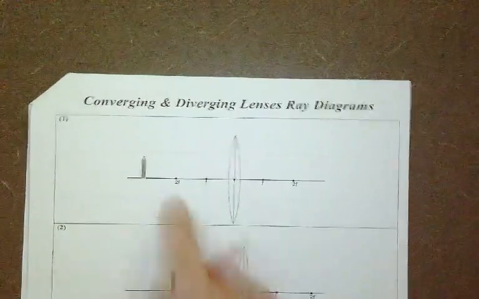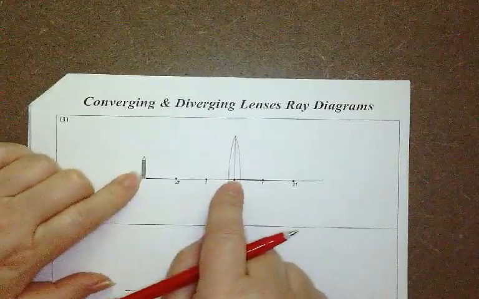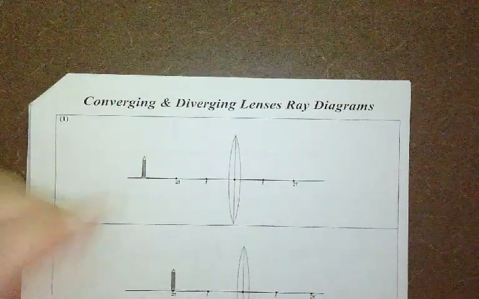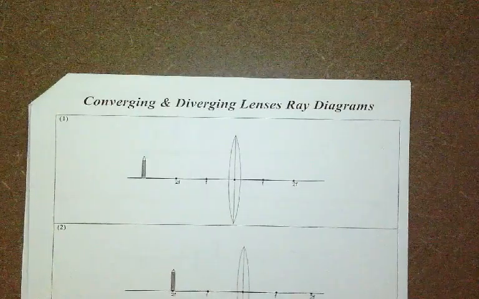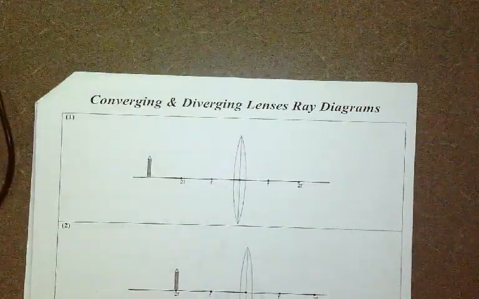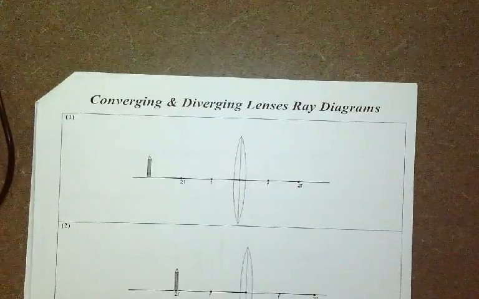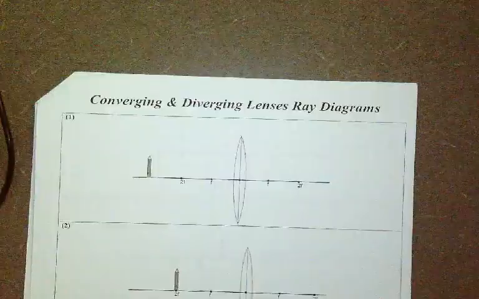So I'm going to do one that is further away from the lens than the focal point. And then I'm going to do one that's between the lens and the focal point, and we can look at how different those were, okay? All right, so I'm going to do number 1 first. So I figure out what pens I'm using here. Okay, so the first ray we're going to draw.